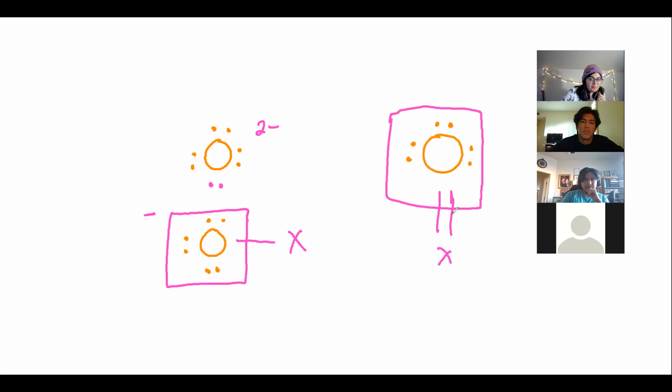The answer is no, by the way. So when you see a double bonded oxygen, this double bonded oxygen does not have a charge because it's stable, because it has all 8 electrons.